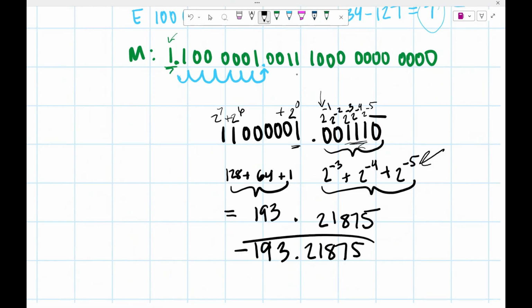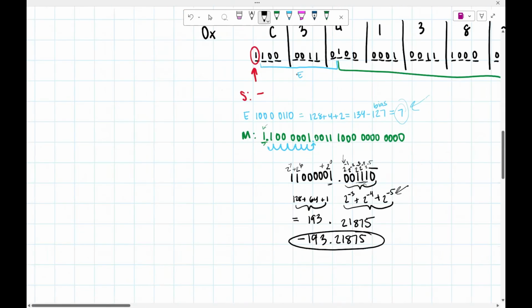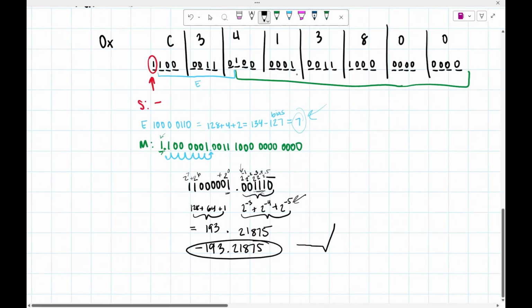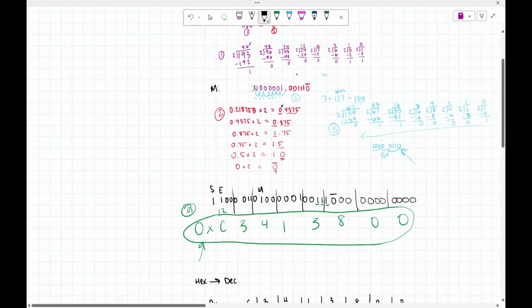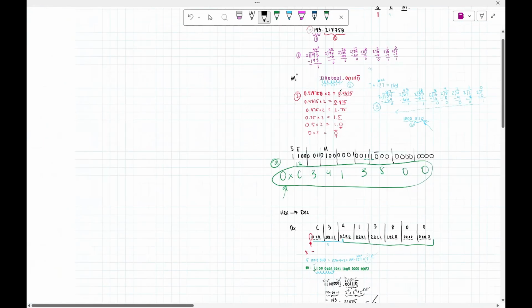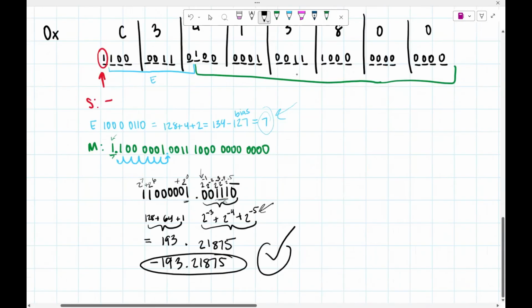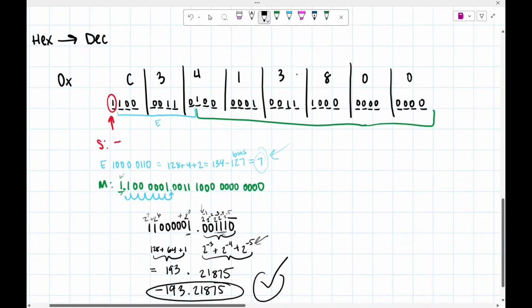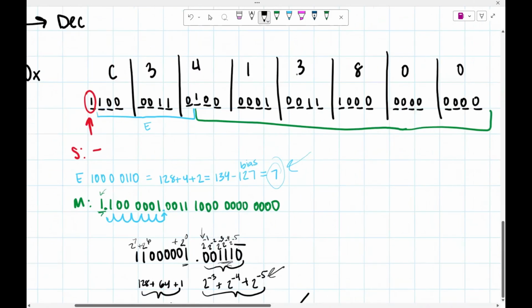Yep, that's our answer. So this was the answer we were looking for since we were working backwards from this problem. So yeah, we know we didn't do anything wrong here. So yeah, let me go ahead and just re-explain everything.